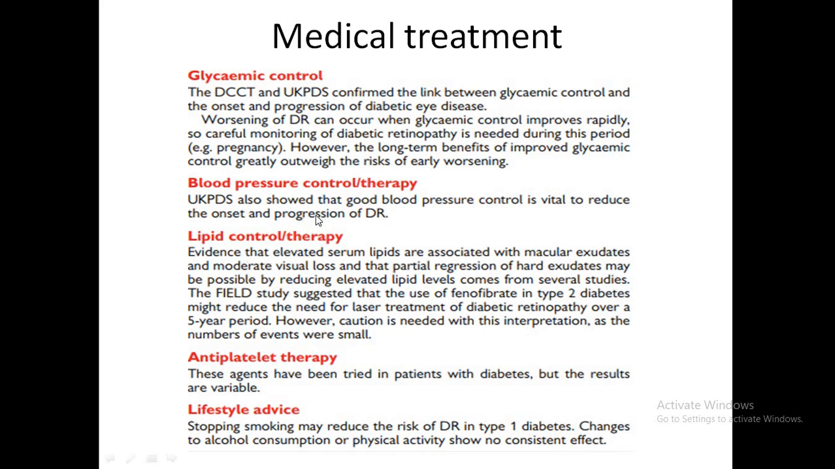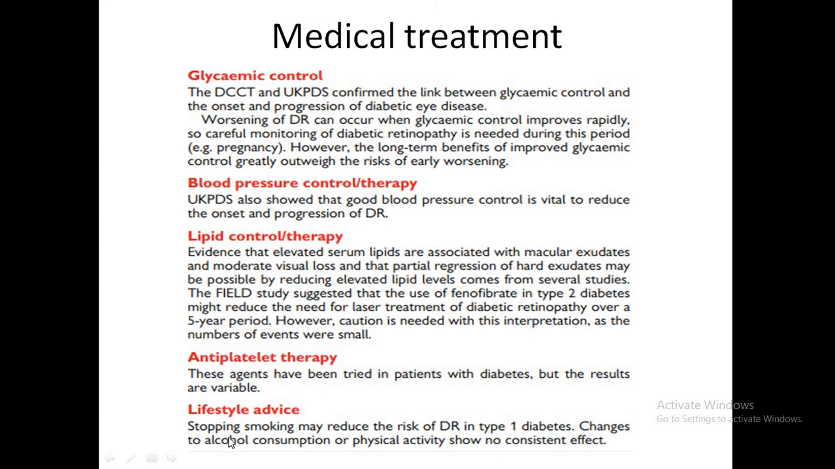And UKPDS also showed that blood pressure control is vital to reduce the onset and progression of diabetic retinopathy. About lipids, the use of fenofibrate in type 2 diabetes might reduce the need for laser treatment of diabetic retinopathy in a 5-year period. That is a FIELD study which showed that. And elevated lipids are associated with macular exudates, and partial regression of exudates may be possible by reducing these lipids. Antiplatelets, there is no convincing evidence.